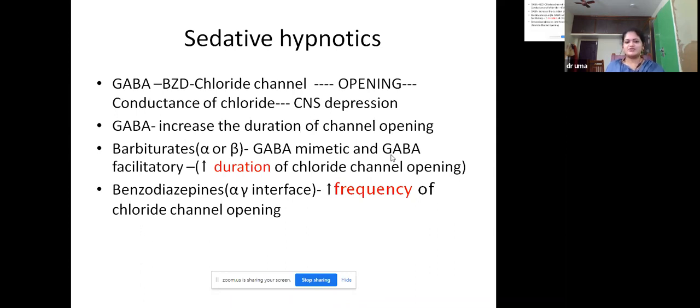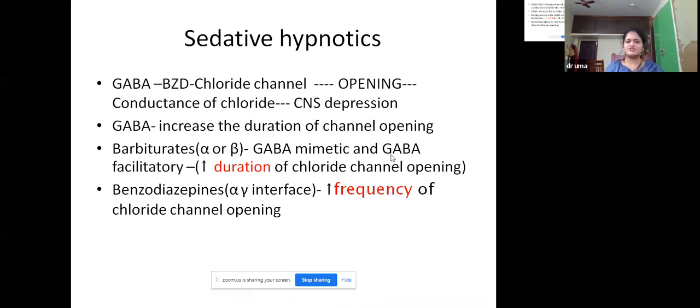The two drugs, barbiturates and benzodiazepines, act on the GABA benzodiazepine chloride channel. Among these, barbiturates bind either in the alpha or beta subunit. The receptor has 5 subunits: 2 alpha, 2 beta, and 1 gamma subunit. Barbiturates bind either in alpha or in beta. Benzodiazepines bind in the interface between alpha and gamma.